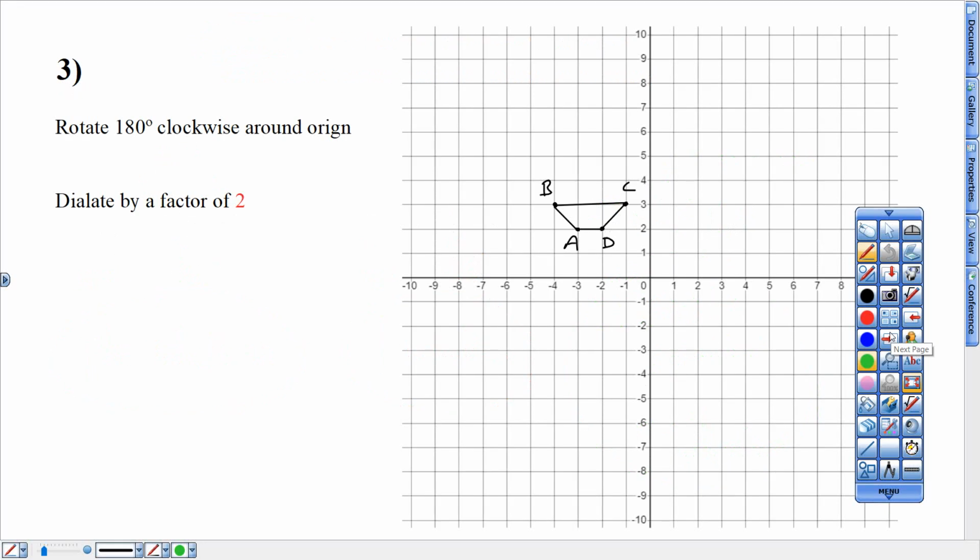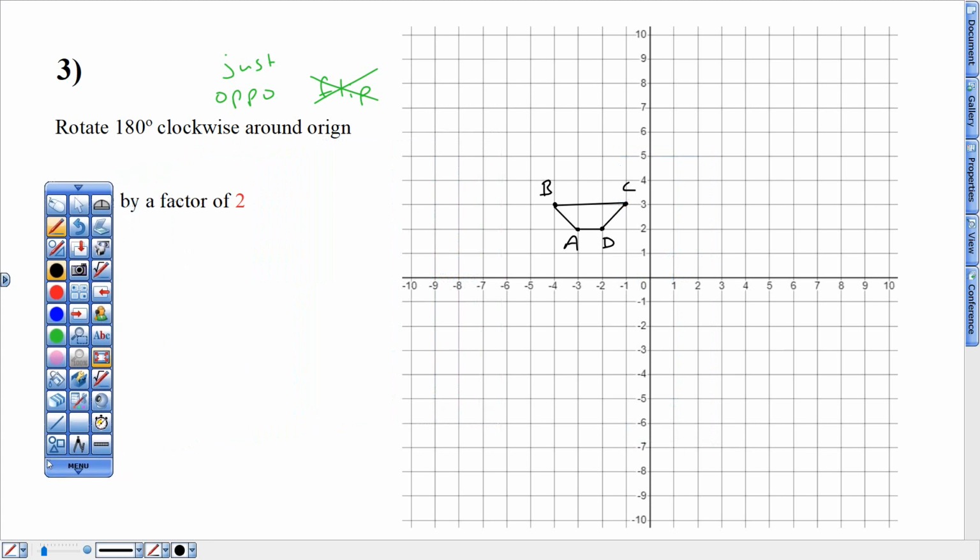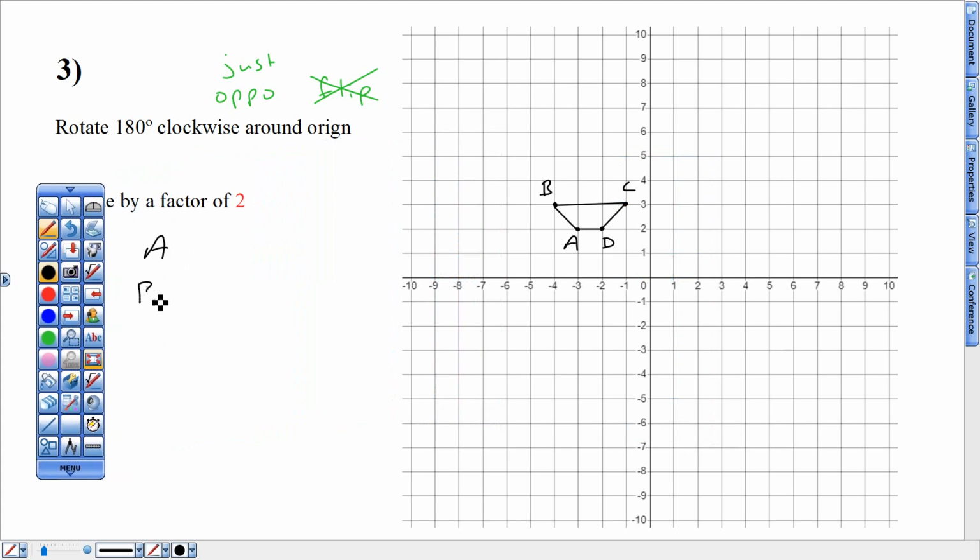All right, this one, I'm going to have you rotate it, which is just opposite. Do not flip the points around. You don't want to flip them around, just opposite. So here we go. Maybe on your paper, write down these coordinates for the original A, B, C, D so I can keep track. A is -3 up 2. B is -4 up 3. C is -1 up 3. And then D is -2, +2.